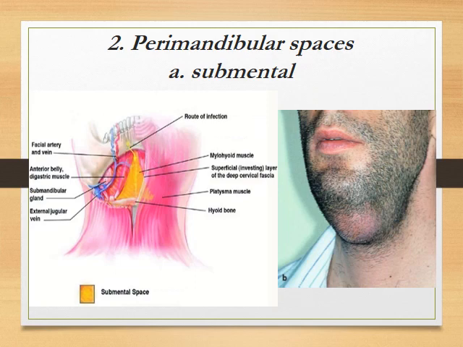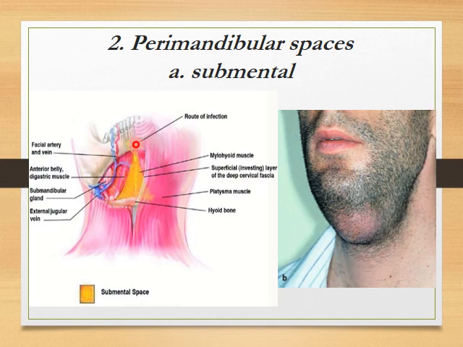Second, we have the perimandibular spaces. These are a collection of spaces that are connected with each other and connected through left and right. There is no separation between them. The first of the perimandibular spaces is the submental space. This is the submental space, the yellow color.